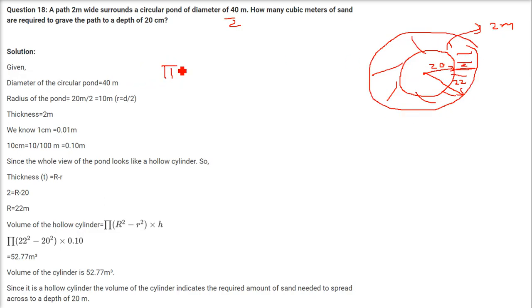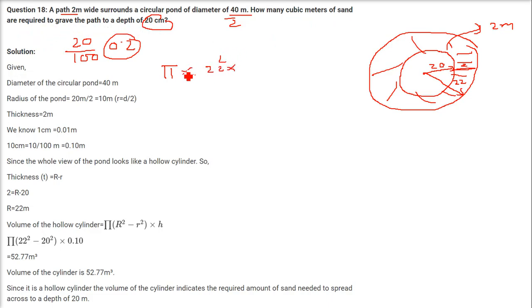So outer cylinder is pi r square h, that is pi into 22 square into depth. The depth is 20 centimeter. And when the path is in meters, we have to convert the 20 centimeter into meter. So divide 20 by 100. 20 is the depth, and when converted into meter, it is going to be 0.2. Okay. Now, how many cubic meters of sand are required to gravel the path to this depth?